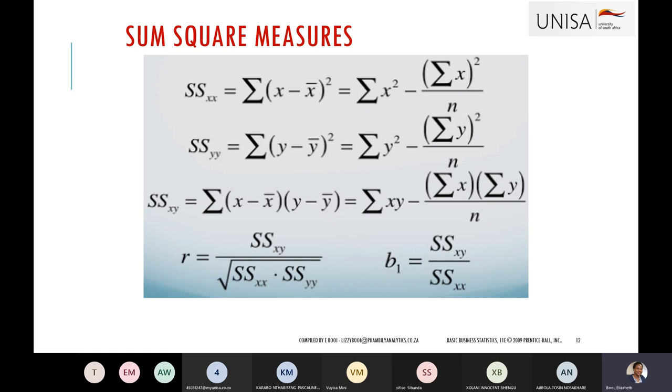So we need to know how to use the sum square measures as well, because sometimes you can be given the sum square measures and be asked to calculate the coefficient of correlation. You need to know how the formula works, or how to complete the formula.